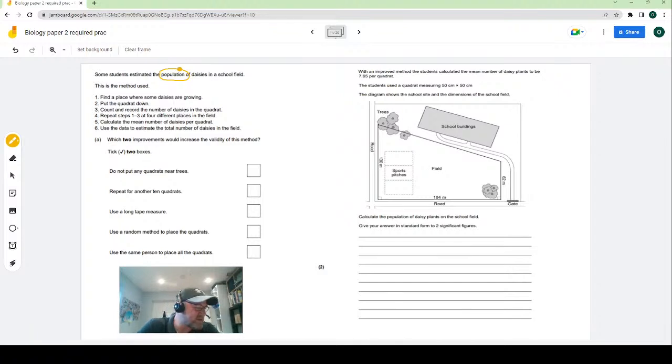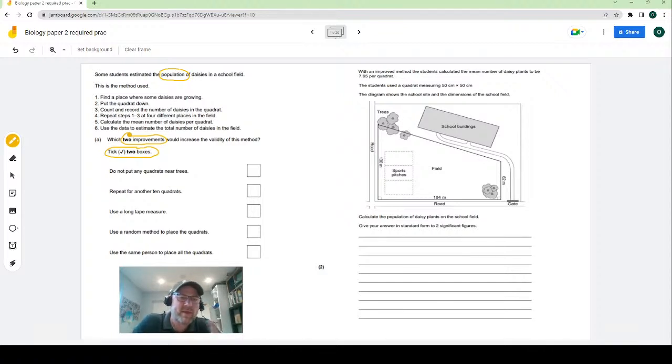Use a random method to place the quadrats. Well done, Adam. Anyone else? It's 2 ticks for this one. So the other thing I would use a highlighter for, you don't want to come out your exam and go, oh, was there 2 things? What are 2 improvements to these guys' method? You're saying 1, do not put quadrats near trees. Repeat another 10 quadrats. Use a long tape measure.